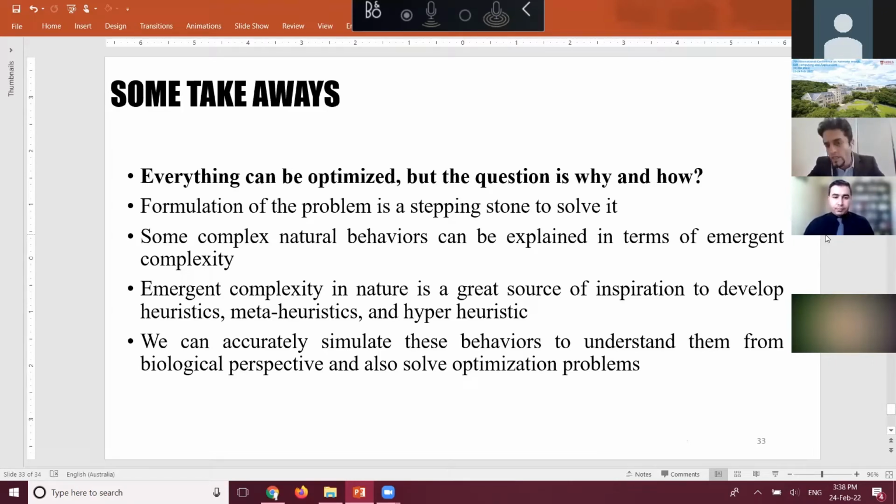Some complex natural behaviors can be explained in terms of emergent complexity. Emergent complexity is a great source of inspiration to develop metaheuristics or hyperheuristics. We can accurately simulate those behaviors to understand them from a biological perspective and also solve optimization problems. And that's why biologists often find our work in this space important and interesting, because those kinds of simulations help them better understand and even scale up how biological systems work.